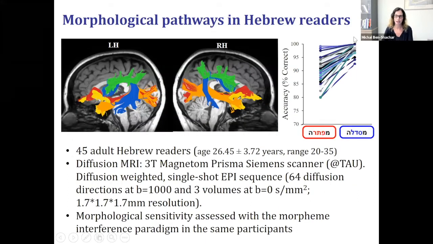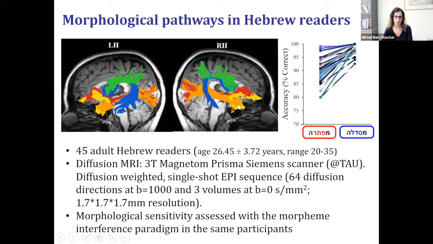So now we do this in a bunch of subjects, 45 subjects to be precise. And we see, similarly to English, that there is a really nice effect, but also a really nice variability across subjects. As I said earlier, this is really important in order to be able to detect any associations with white matter.